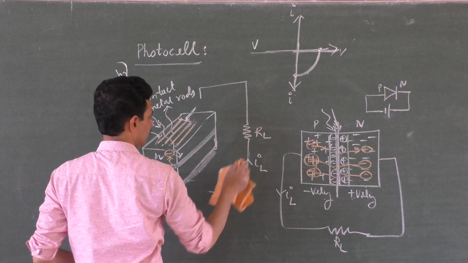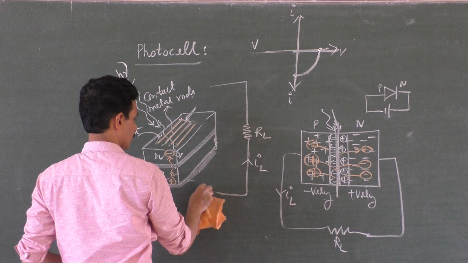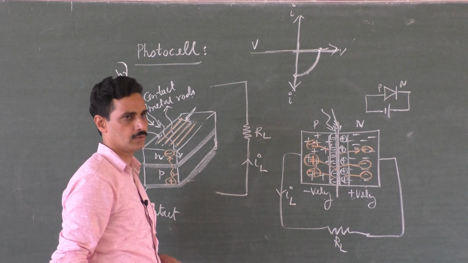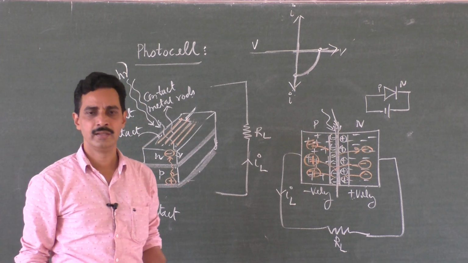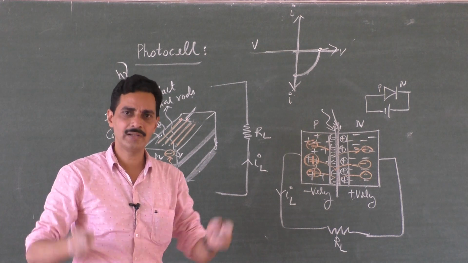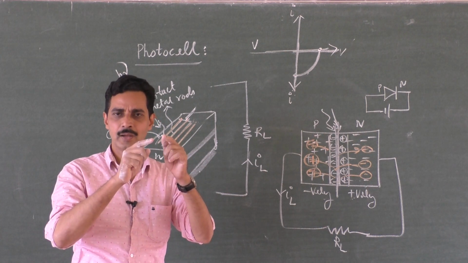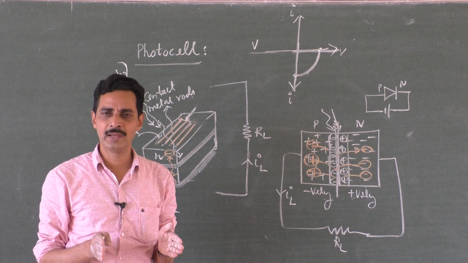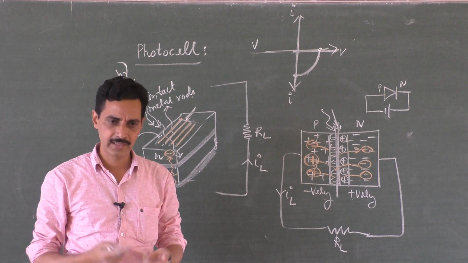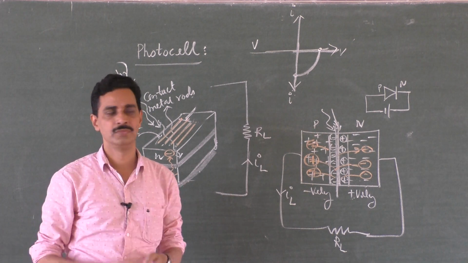If you don't use the external source or external load, no current flows through the cell. If a battery is not connected to any bulb or any commodity, it will develop an EMF, but that is not used at all. It cannot make any current flow through.